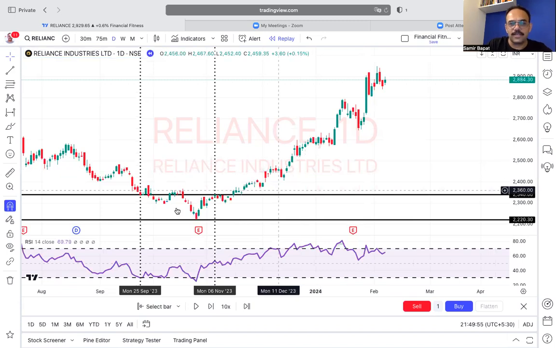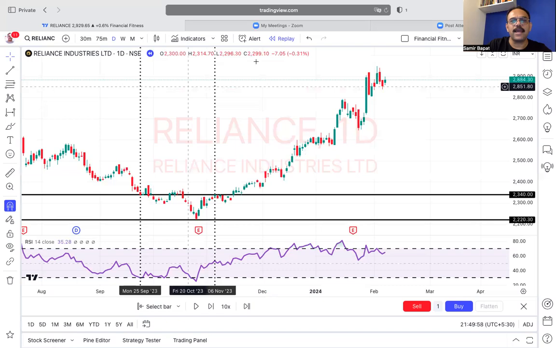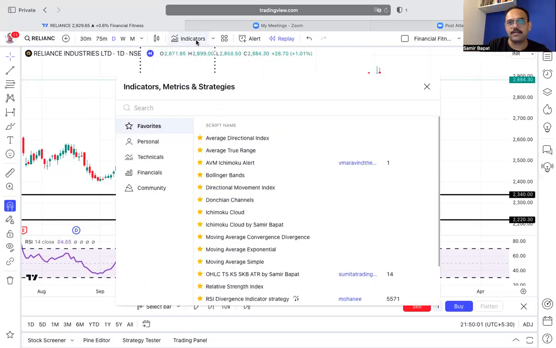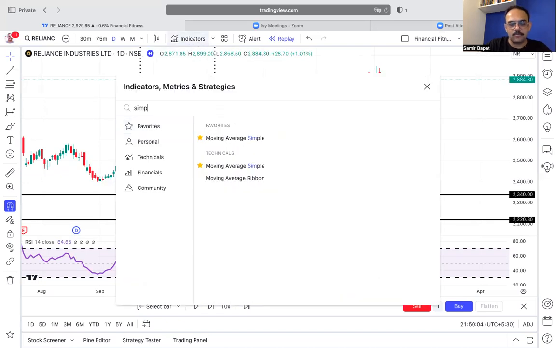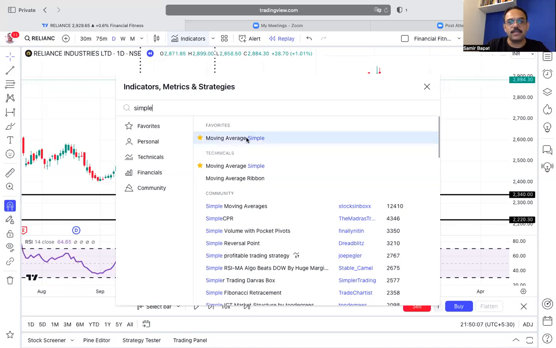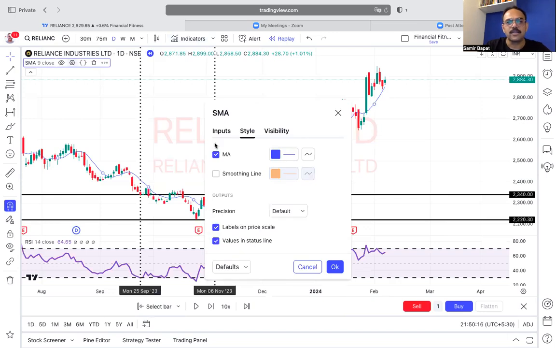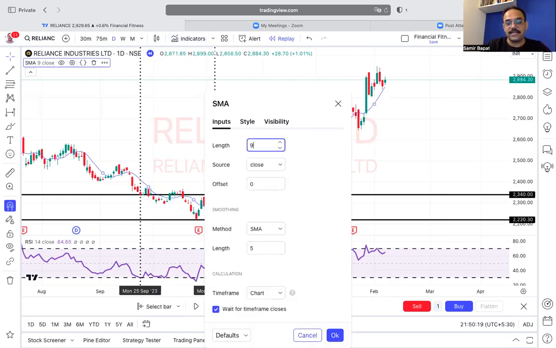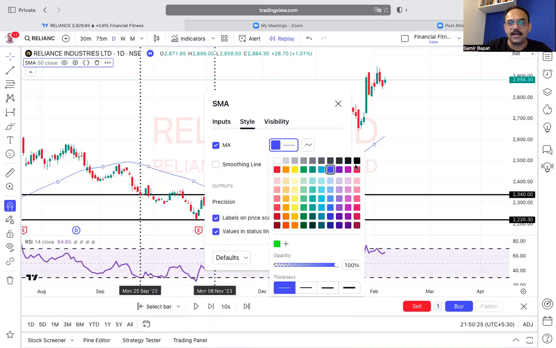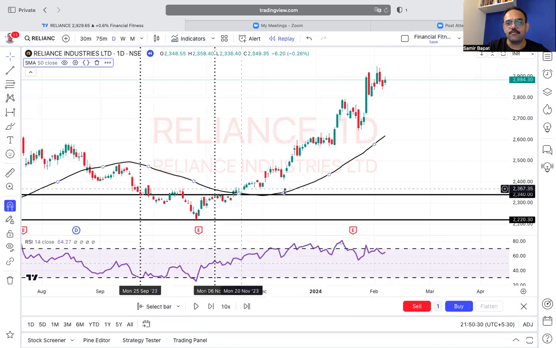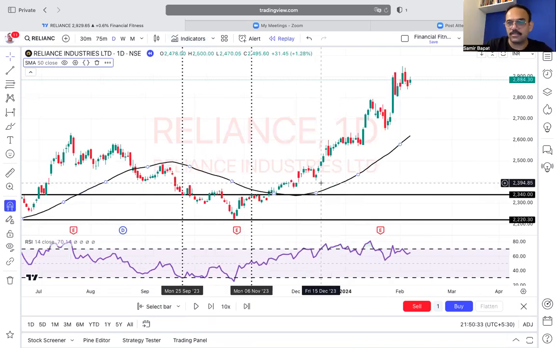So what we do is we keep our entry lines here. We add one more indicator. We have learned simple moving average. Let's add simple moving average to this and close it. We'll go to settings, inputs, we'll change this to 50-day moving average, 50. And in style we'll make it black color, a little dark, and this is our 50-day moving average. What we can do is, now I am adding one more step to our trading plan.